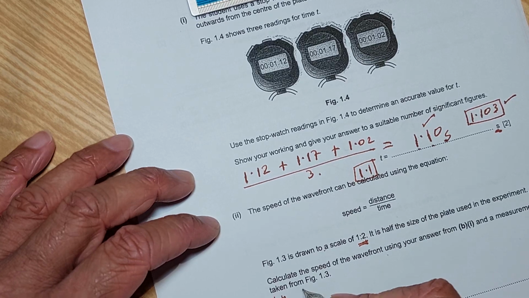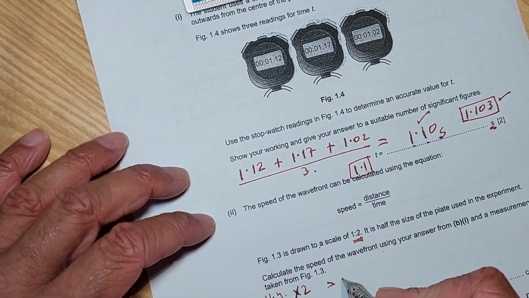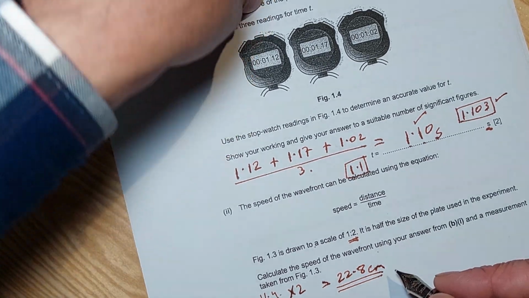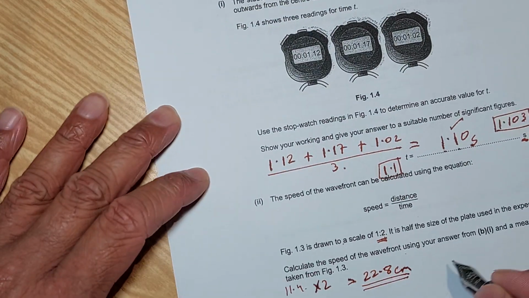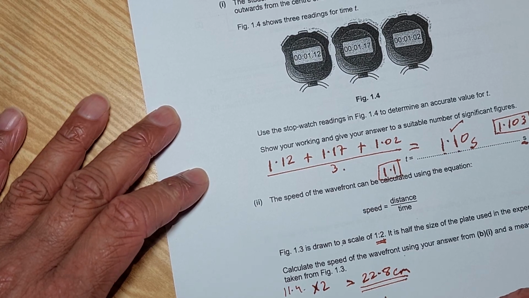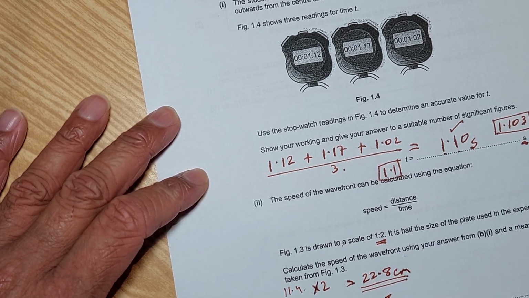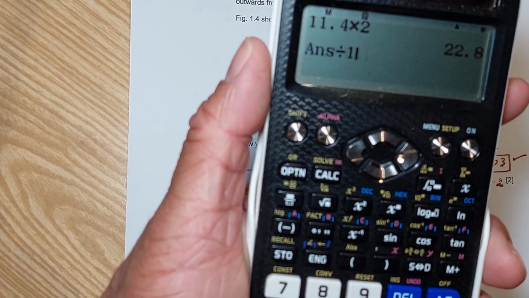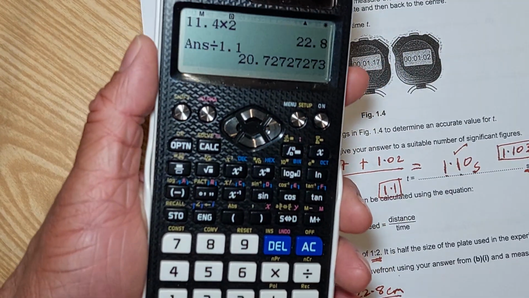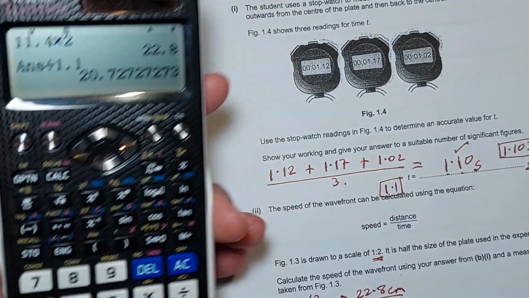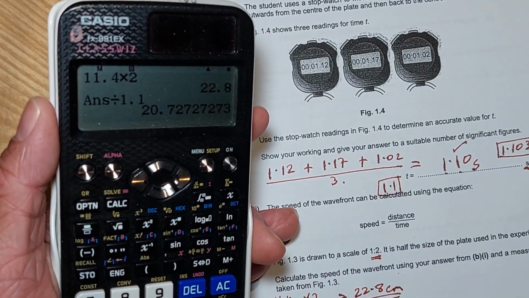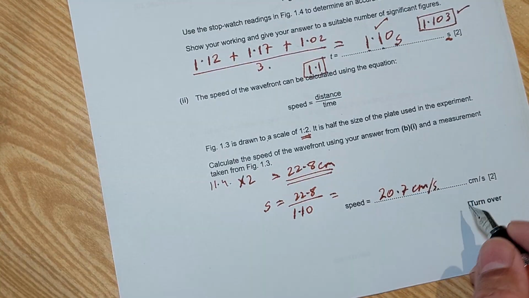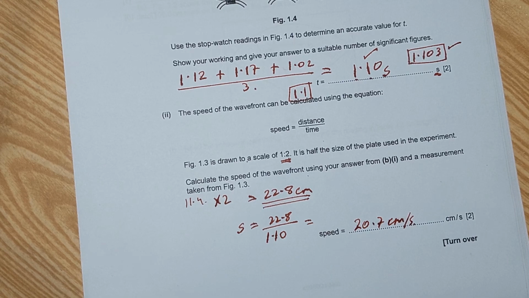And now we have to multiply that by 2, because this was half the size. So that'll be 22.8. This is the actual length, the distance that is going to be traveled. So the speed is going to be 22.8 divided by 1.1, and that's 20.73. So I'm just going to write the speed is 20.7 centimeters per second. But luckily for you, the units are written. Okay, let's go to the next part.